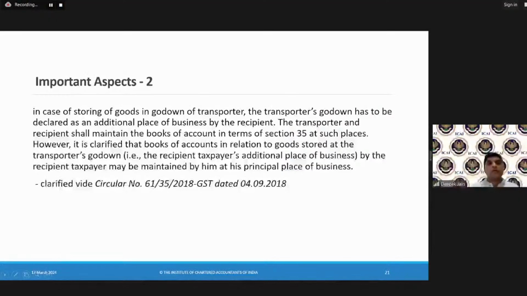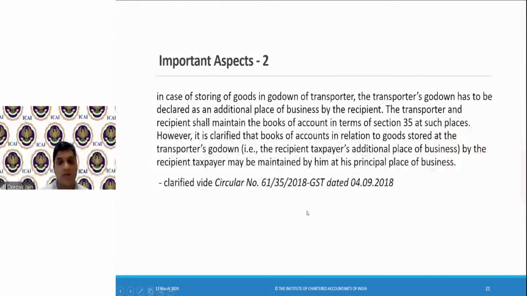Yes, the important aspects are this. What happens in case of a person who is storing goods in the godown of a transporter, and the transporter's godown has to be declared as an additional place of business by the recipient. Generally, when we transport goods, the transporter keeps the goods with him, and at his convenience, he will transport the goods, right? For that, we will raise an e-way bill. We will mention the transporter's number.